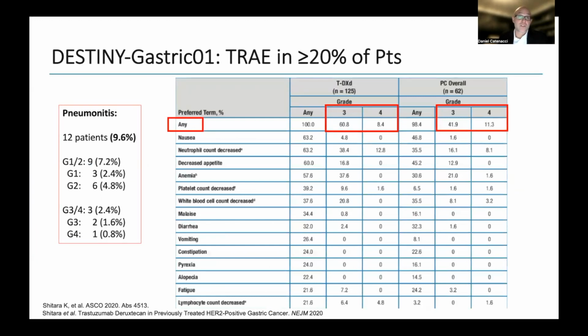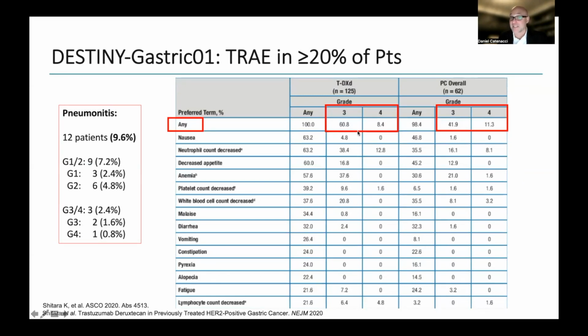So in the first study, DESTINY-Gastric01, where T-DXd, or trastuzumab deruxtecan, in HER2-positive disease was being compared to single agent chemotherapy, either paclitaxel or irinotecan, you can see that side effects across the board were typically higher, both any grade as well as high grade, grade 3 and 4 toxicities, with T-DXd versus the single agent chemotherapy.